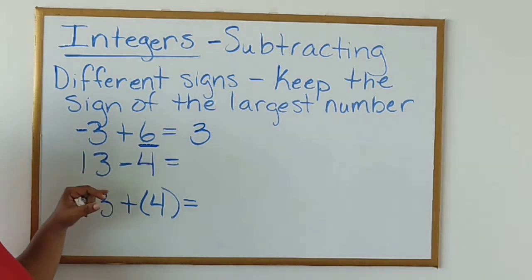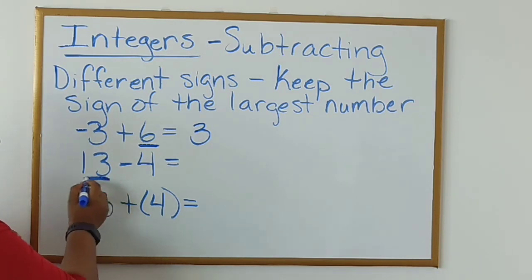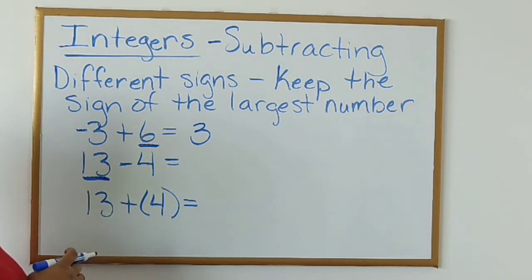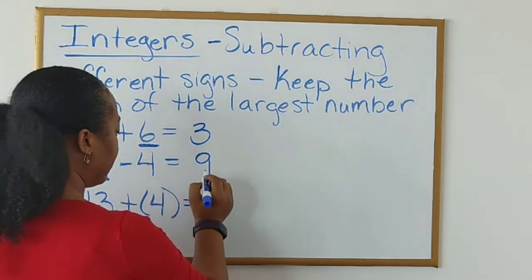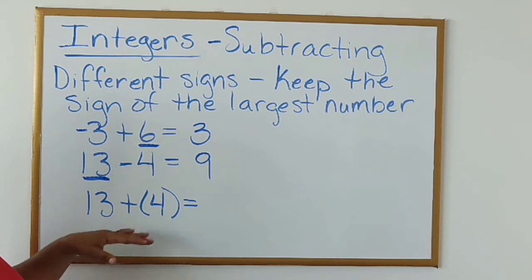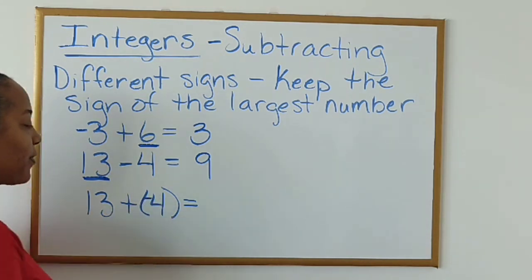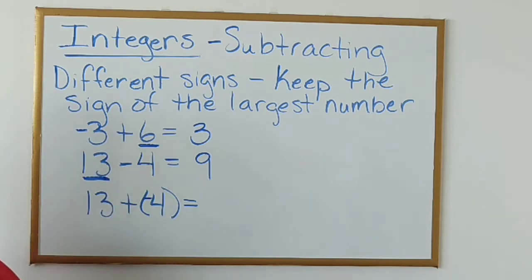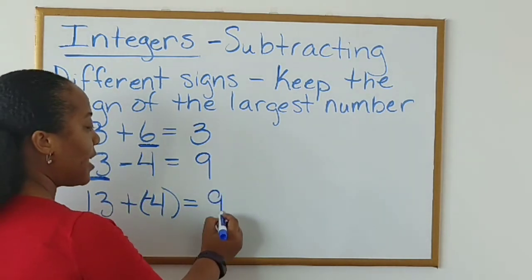Well, let's look at the next problem. The largest integer here is also positive. So our answer is going to be positive. So what is 13 minus 4? It is 9. Well, I also wrote 13 plus 4 here, I meant to say 13 minus 4, plus a -4. This is the same thing as this one here, which still gives you a 9.